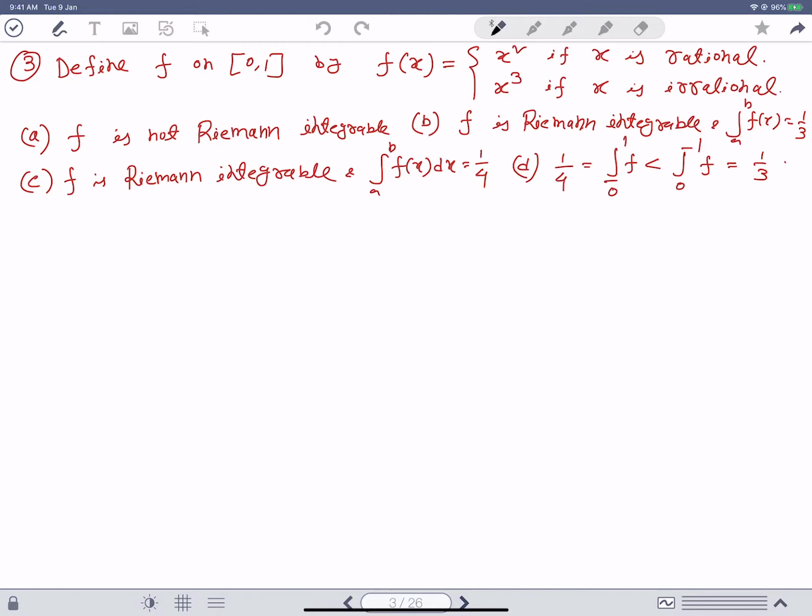Okay. Now, this is another function. It is given that f(x) equals x square when x is rational and x cube when x is irrational. Now, there are a few options. f is Riemann integrable, f is not Riemann integrable, f is Riemann integrable and the value is this, and the lower integral is 1 by 4 and upper integral is 1 by 3.